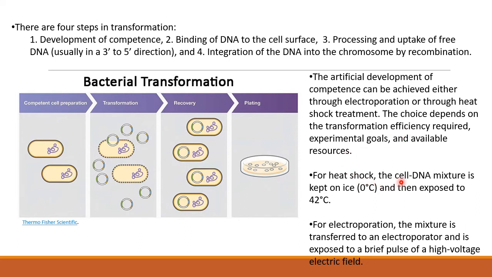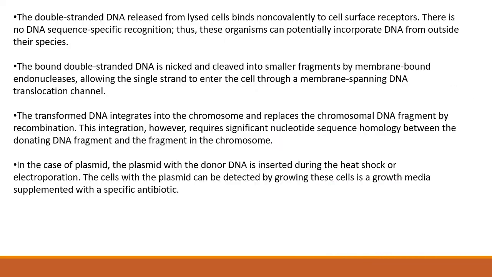For heat shock, the DNA and cell mixture is kept on ice and then it is exposed to 42 degrees Celsius in a water bath. For electroporation, the mixture is transferred to an electroporator and then it is exposed to a brief pulse of high voltage electric field. This is how electroporation is done, and this is how heat shock is given.